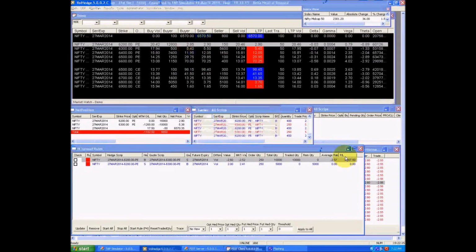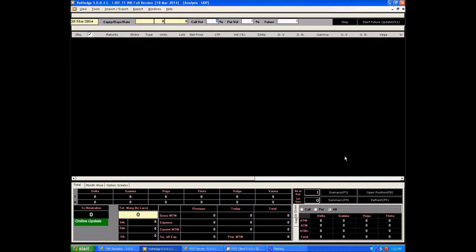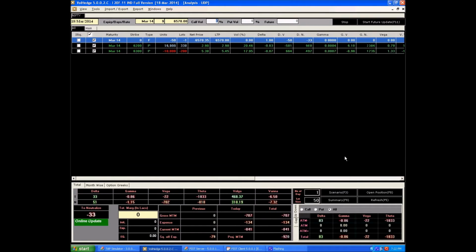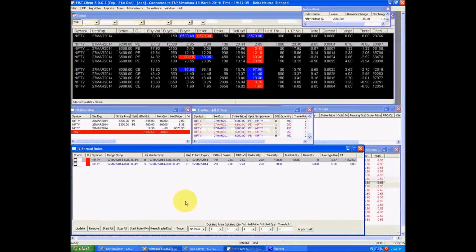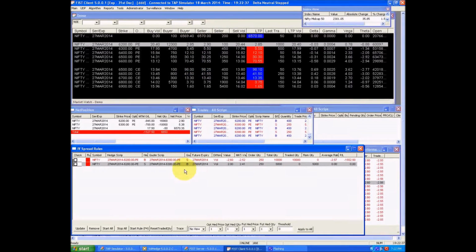I am taking the trade backup by pressing the F9 key and uploading the same in Volhedge. As you can see, this is a delta neutral spread and a vega neutral spread. This is the way you can make an IV spread by making it delta neutral and vega neutral through futures.